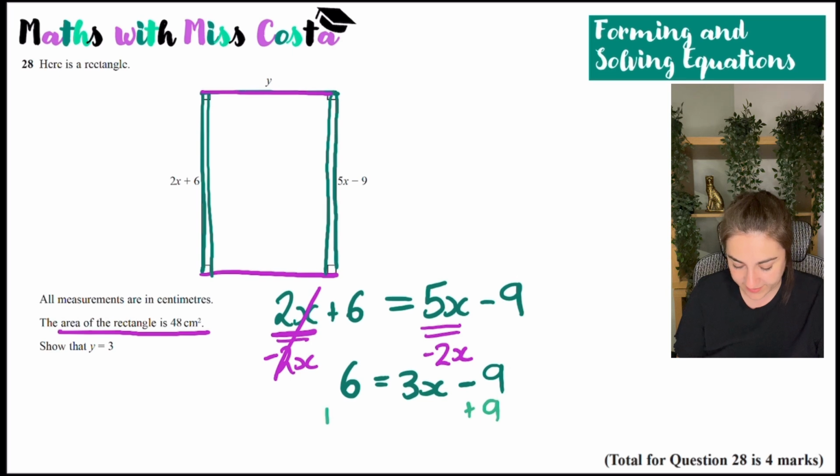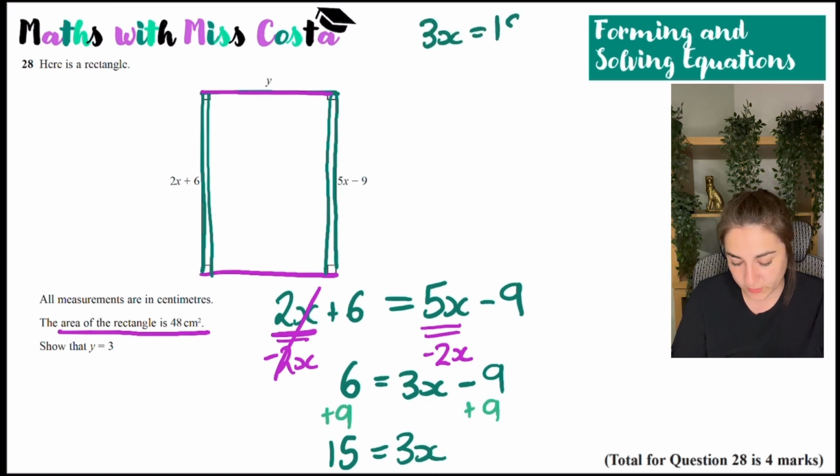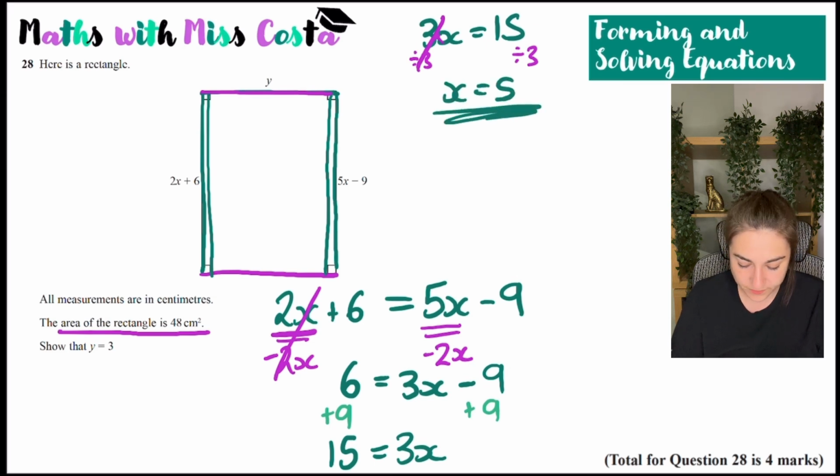So I'm going to add 9 to both sides. So 6 plus 9 is 15. So 15 is equal to 3x. And if 3x equals 15, the next part would be to divide both sides by 3, because 3 is being multiplied by x. So that cancels over here. And I'm left with x equals 5. So I know that this side and this side have a length of 5.